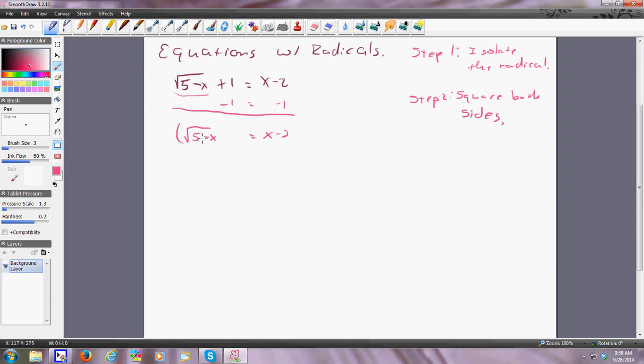If I square both sides, you have to be careful because take a look. I'm squaring a binomial, so here I have 5 minus x, and that's fine. But x minus 3 squared really means x minus 3 times x minus 3, and you have to FOIL. You get x squared minus 3x minus 3x, which is minus 6x, plus 9.